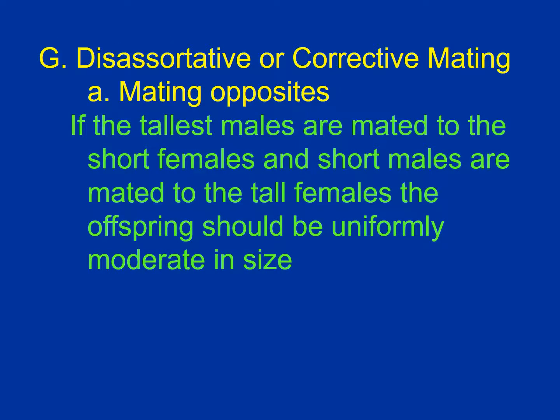Disassortative, or sometimes corrective mating, we're mating opposites. So you mate the tallest males to the shortest females, short males to the tall females, and the advantage of that is that you'd have more uniformity in your offspring. All the offspring would be average, whereas when we did assortative mating, we're going to kind of spread out the variation in the offspring. Generally, we want offspring that look more alike to each other, get more uniformity in our offspring, and we can do that with disassortative mating.